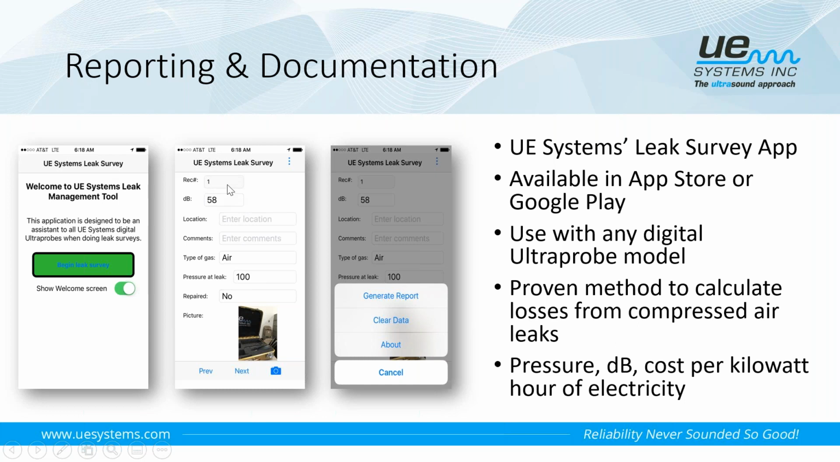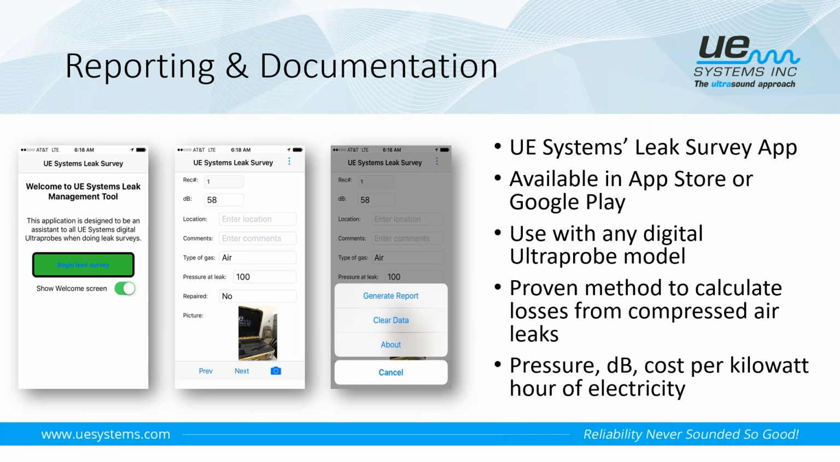So using our UltraProbe in conjunction with this app, we locate a leak. We enter the decibel level reading there from, again, approximately 15 inches from the leak. We can type in a detailed description, the type of gas. We have it set up for not only compressed air, but also argon, helium, hydrogen, and other.